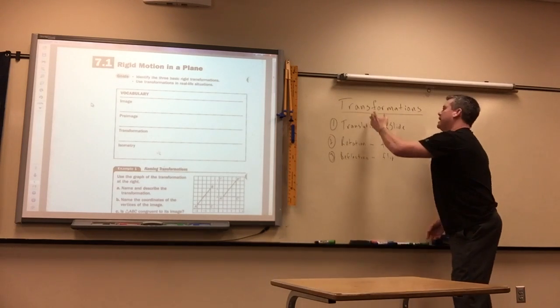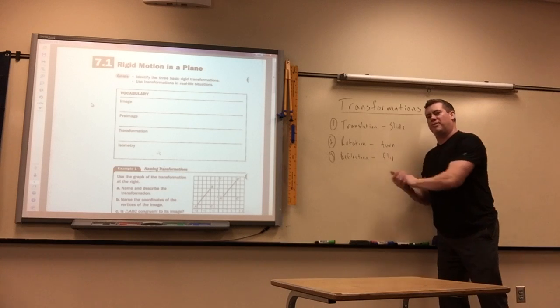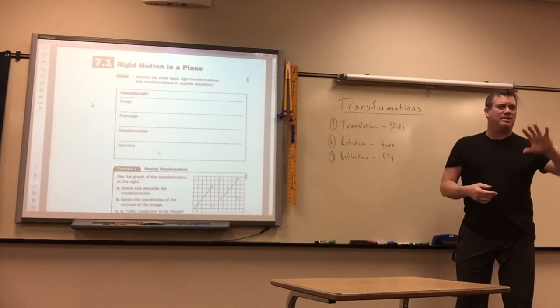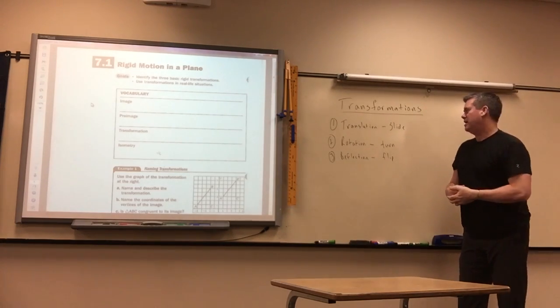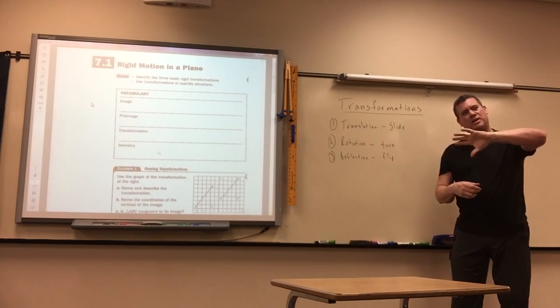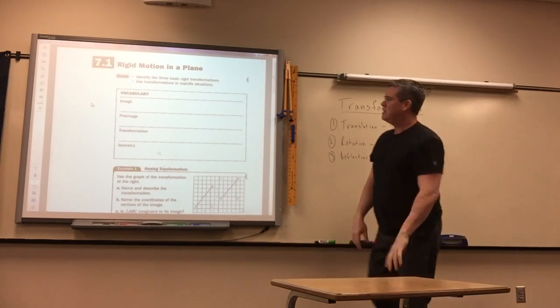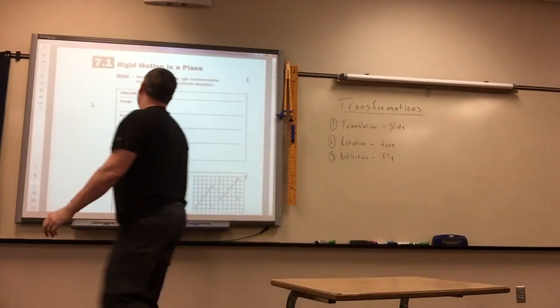Then what we do is we get into composites, like a glide reflection. It's just a slide, then you flip it. A translation, then a rotation. You slide it, then you rotate it, or you rotate it, then slide it. Rotation, translation. So that's the kind of stuff we're going to be doing.